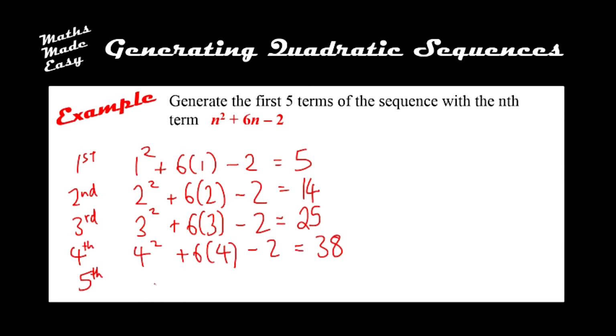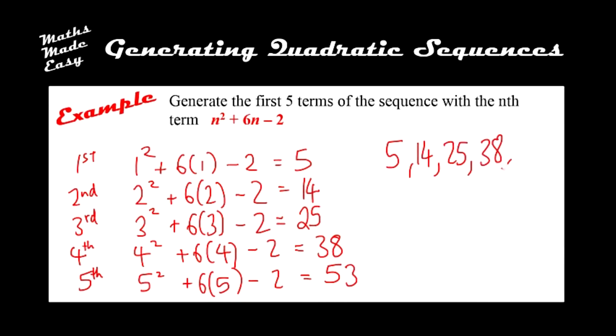And the fifth term, we've got 5 squared plus 6 lots of 5, and then take away 2, and for that one you should get 53. So this sequence goes 5, 14, 25, 38, and 53.